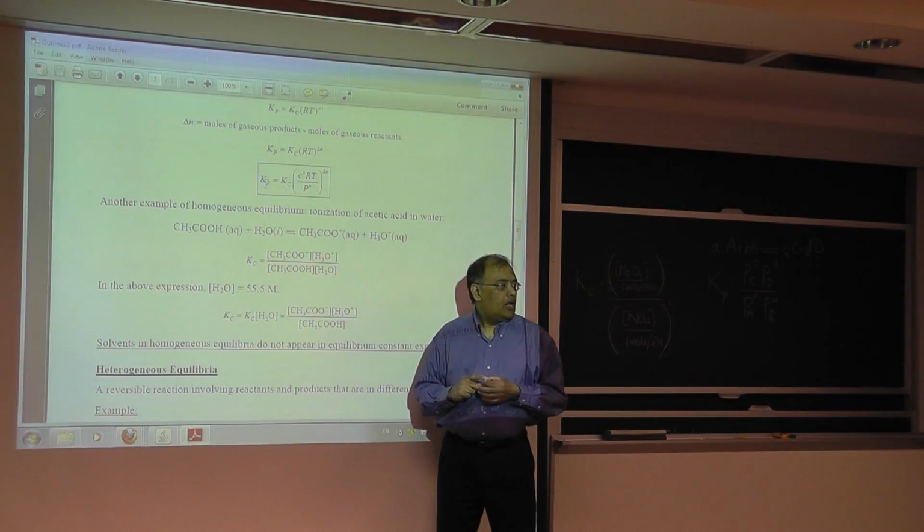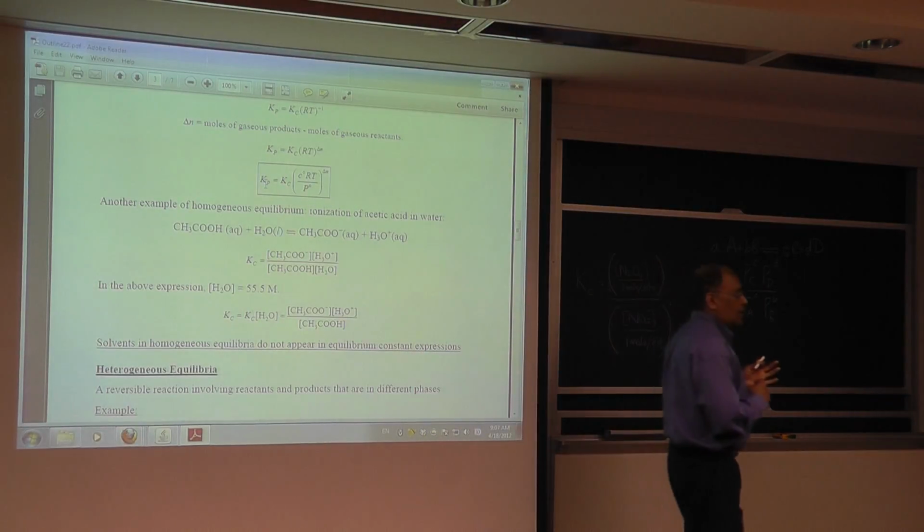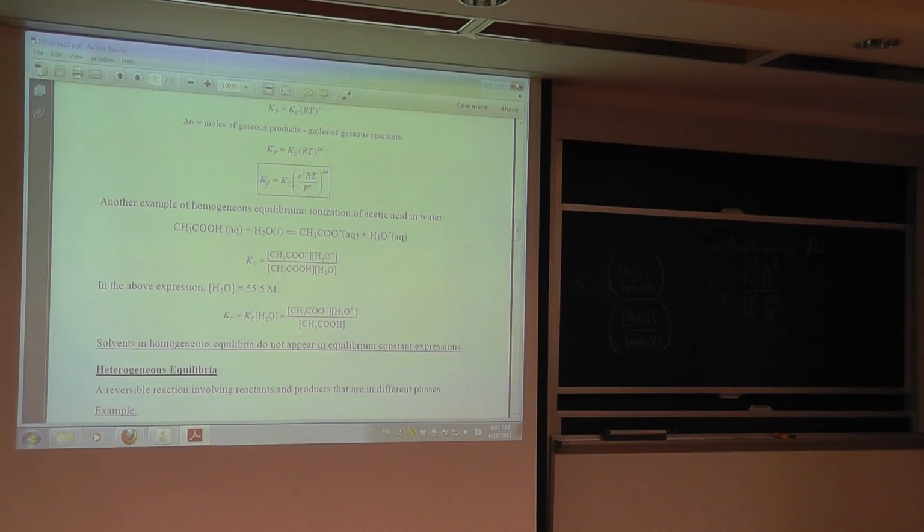That is always the case when you have a homogeneous equilibrium and you have a solvent in excess. Wait, how is this homogeneous if there's liquid in it? Oh, aqueous means, you know, dissolved in water. So when would it not be homogeneous?